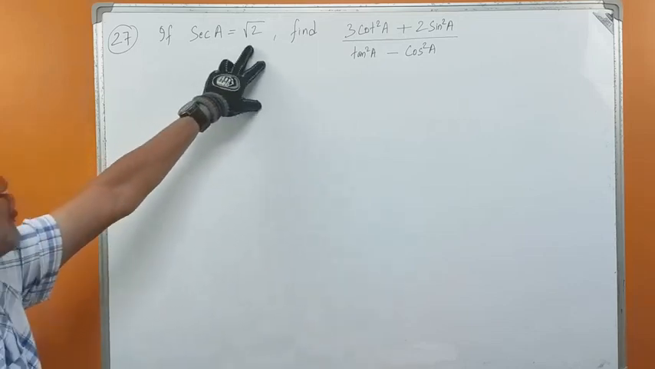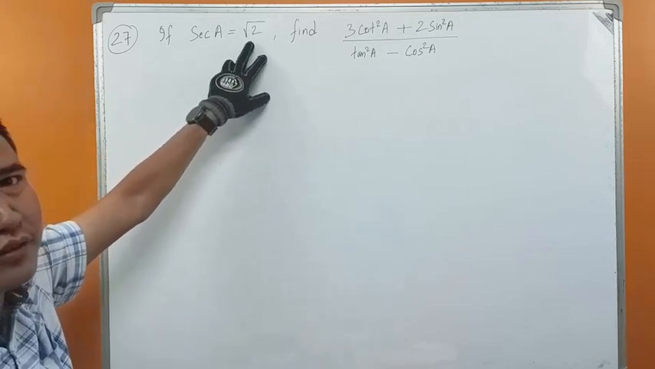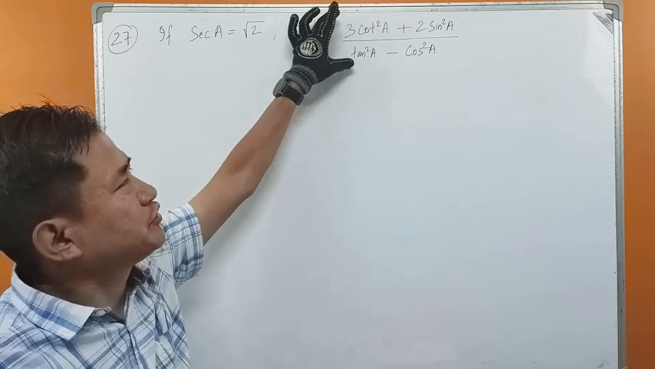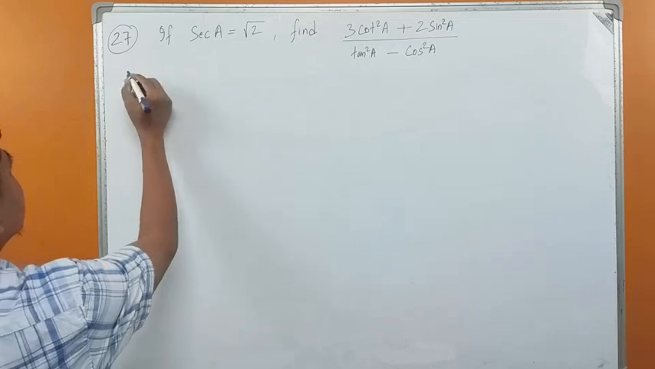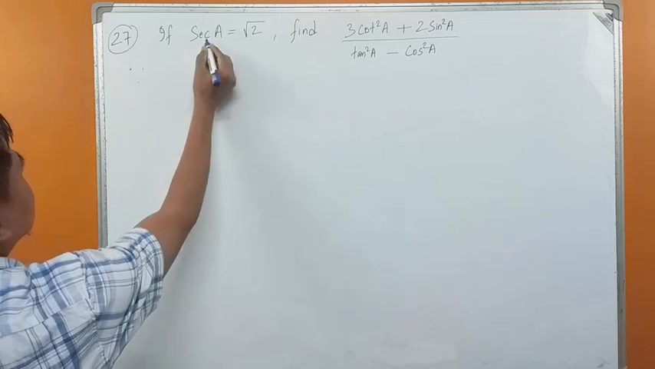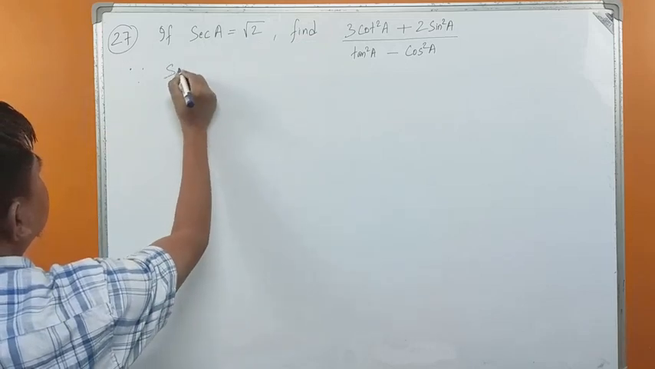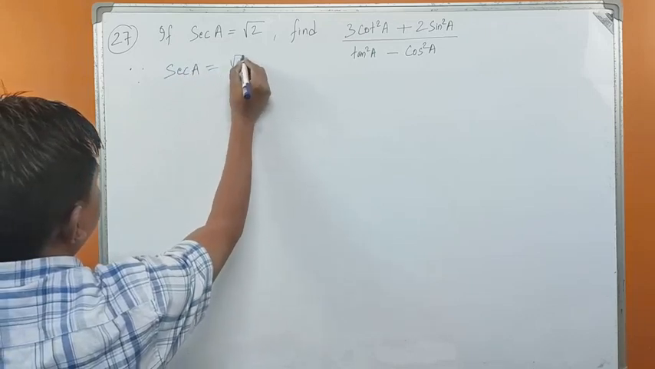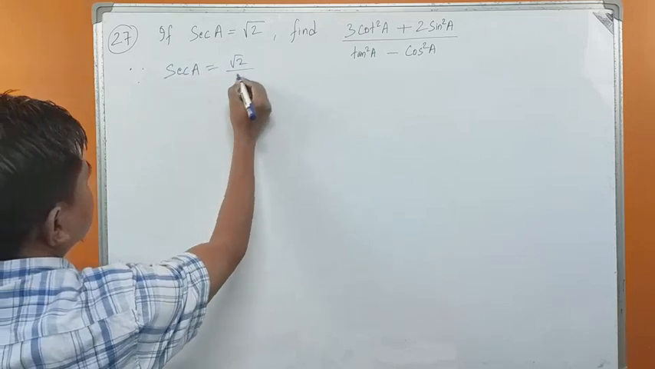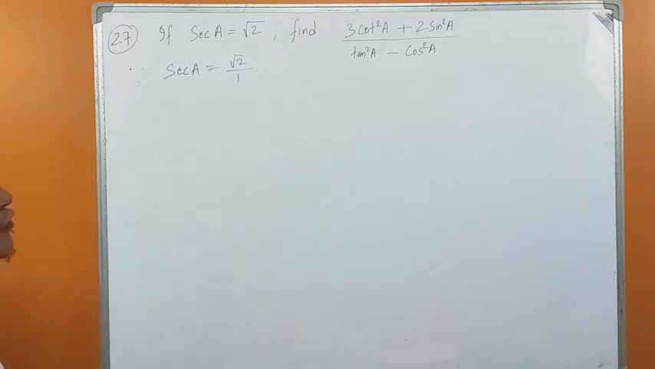This is question number 27 from exercise 22b. If sec A equals root 2, the value of sec A is given to us as root 2, and we are asked to find the value of this expression. Since sec A equals root 2, we can consider there is 1 in the denominator of root 2.